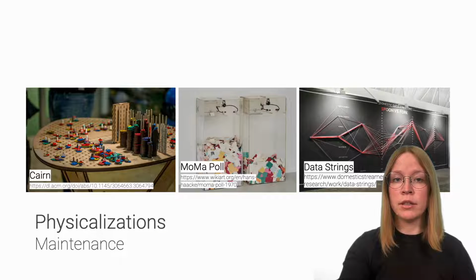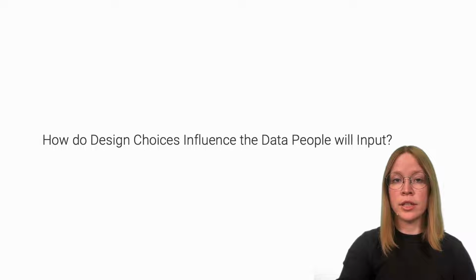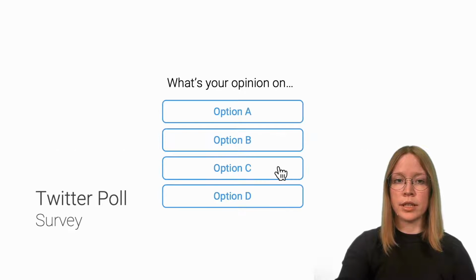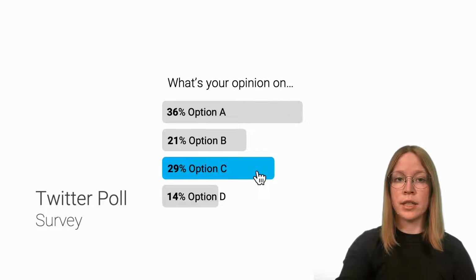However, scalability concerns are perhaps biggest for physicalizations, which likely require routine maintenance like restocking of input materials or manual removal of elements when the view becomes too cluttered. Another design consideration is how the design choices influence the data people will input. For example, whether existing data is visible during input can have an impact on subsequent data collection. Survey-style designs reduce the possibility that existing data will influence the new values.